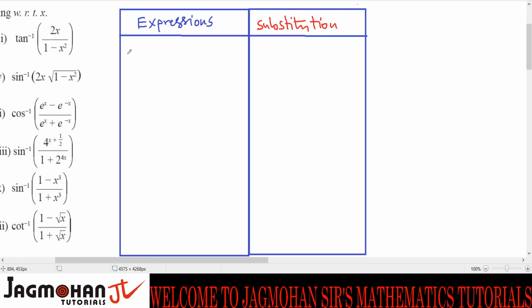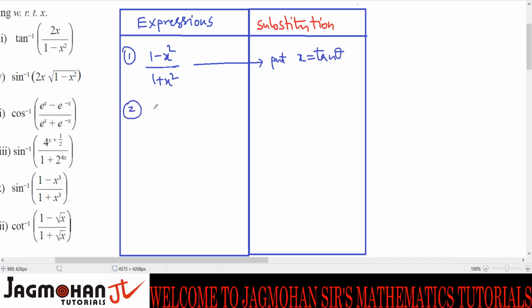To begin with, the first one: if you have the expression 1 minus x square upon 1 plus x square, what will you write? You will put x equals tan theta, and you know the reason why: when I put x as tan theta, this gives me the formula of cos 2 theta.